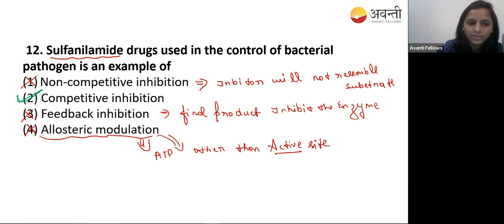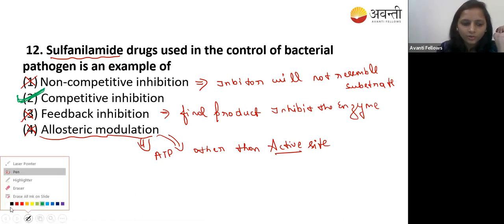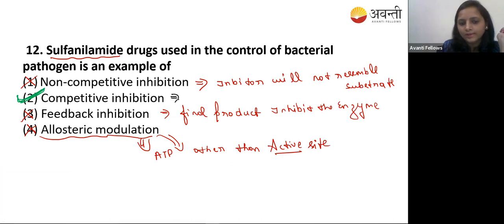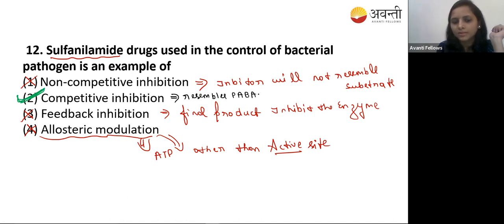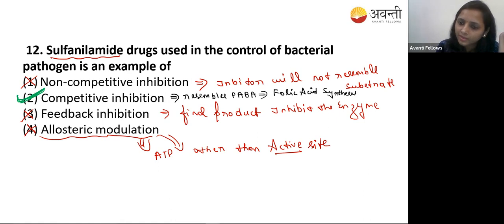Then coming to option 2, the correct answer, that is competitive inhibition. In competitive inhibition, the drug resembles PABA, para-aminobenzoic acid, so it competitively inhibits the enzyme involved in folic acid synthesis.